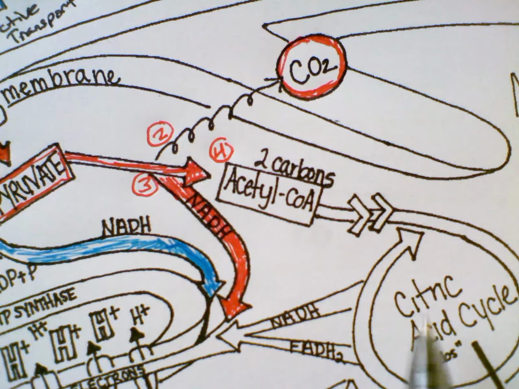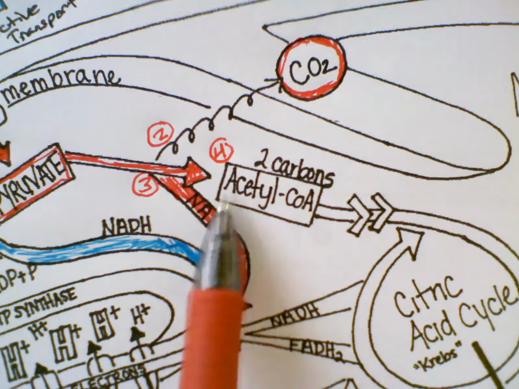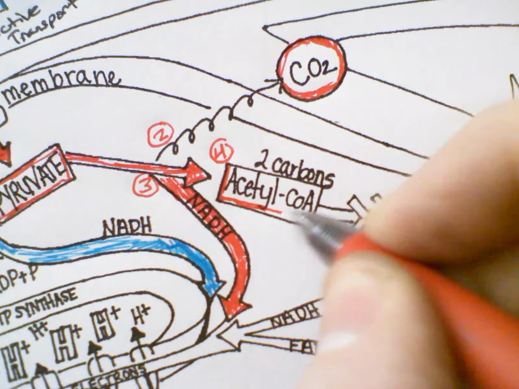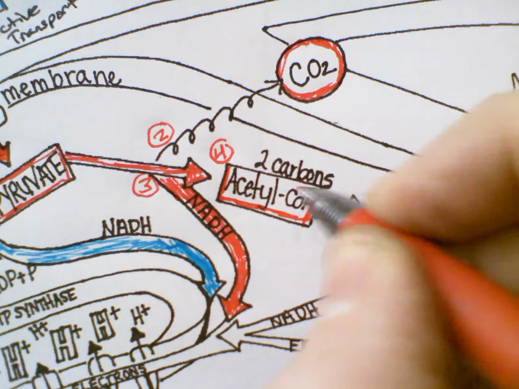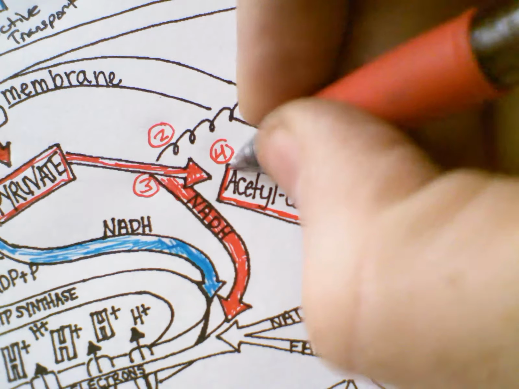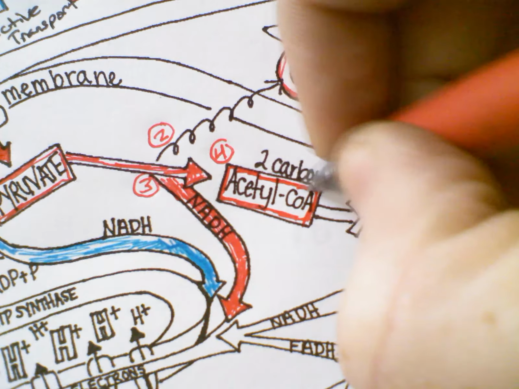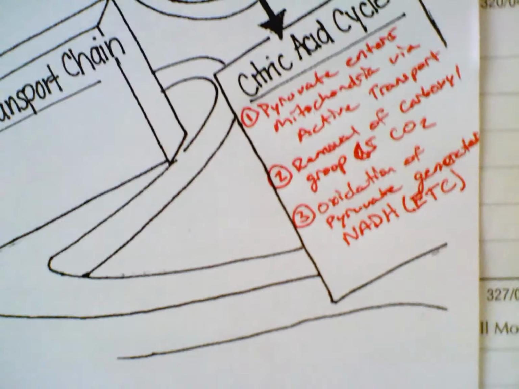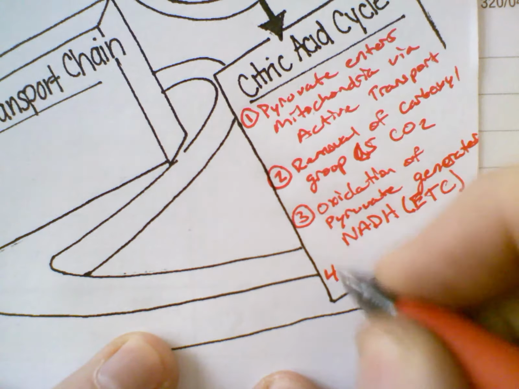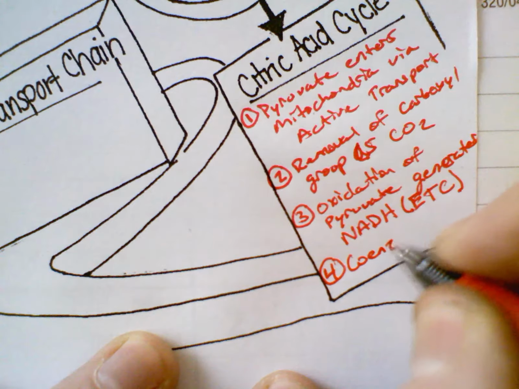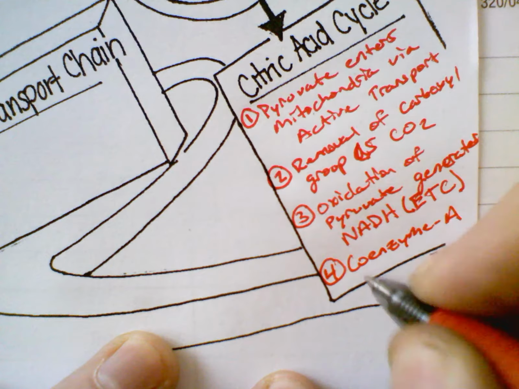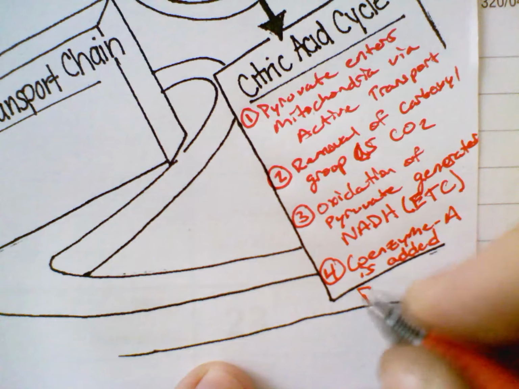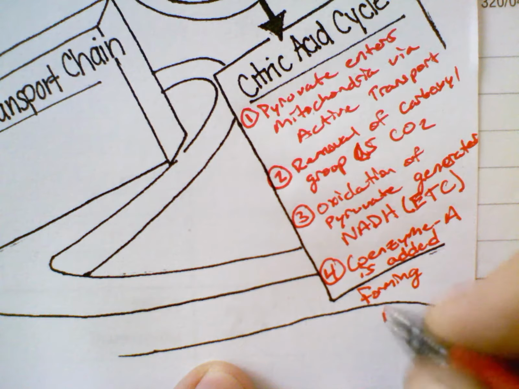So the Krebs cycle, or the citric acid cycle, starts off with a molecule called acetyl coenzyme A. The pyruvate at this point is only acetyl. It's an acetate. It doesn't have the coenzyme A yet. So the fourth thing that needs to happen is we have to add coenzyme A. So this would be number 4. Coenzyme A is added, forming acetyl coenzyme A.